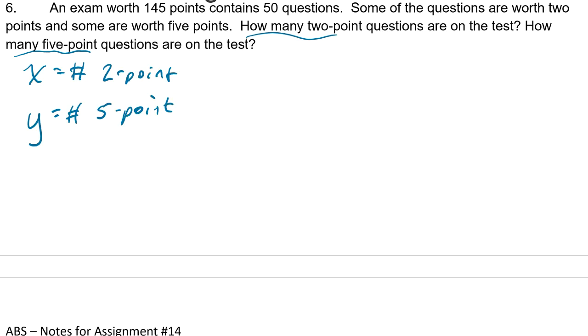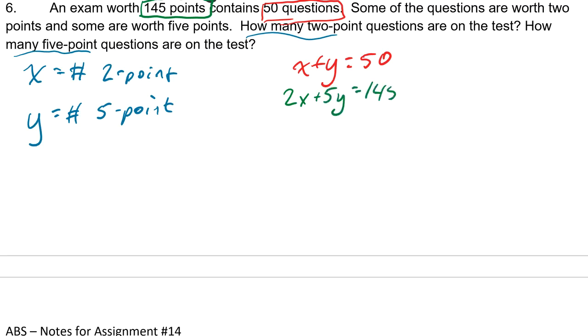All right, now we need to set up our two equations. So the first one, just because it's the easiest, there's 50 total questions, which means x plus y equals 50. All right, then there's 145 points total. So we know that x is worth 2 points, so 2x. Y is worth 5 points, so plus 5y equals the 145.